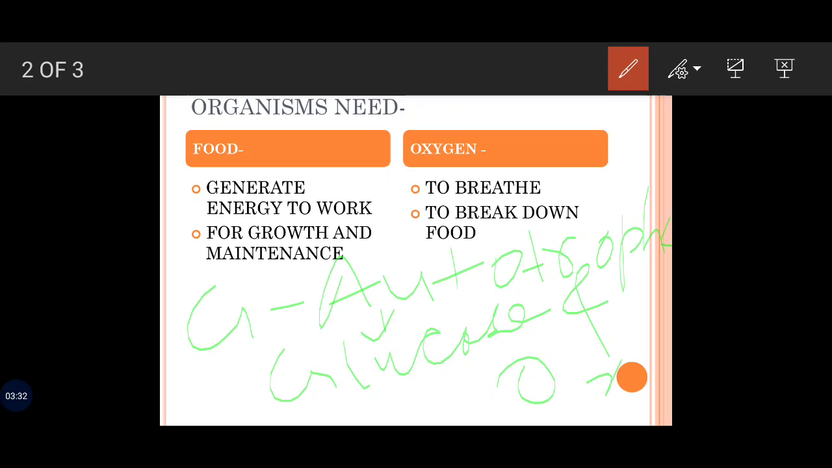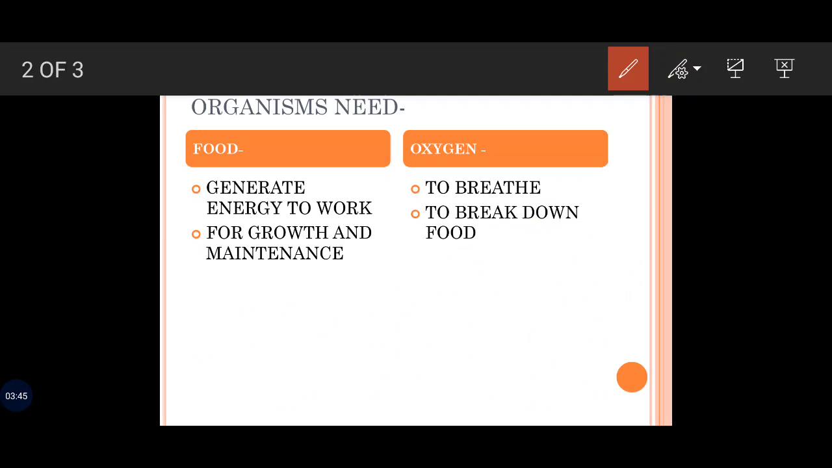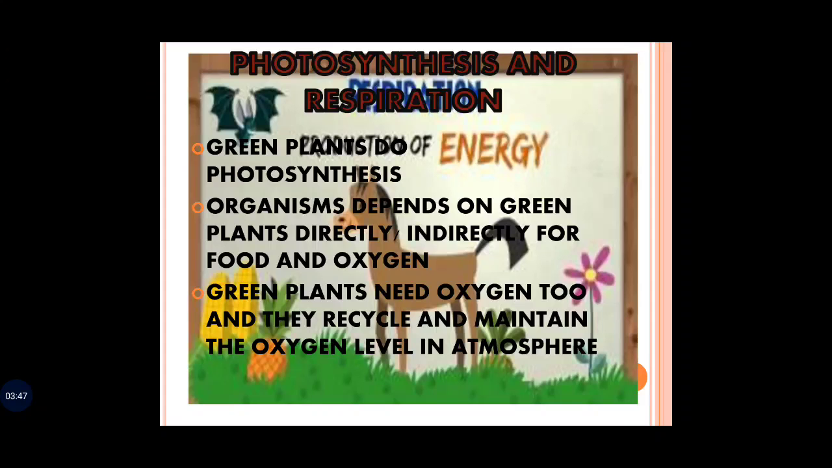So even these green plants too need oxygen. And this oxygen is basically renewed or recycled by these green plants. Have you ever thought why the oxygen which is required by all of us to break down food does not get exhausted? Why is it so? Because the oxygen keeps on recycling.